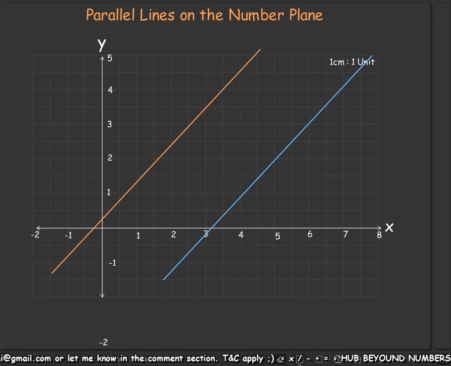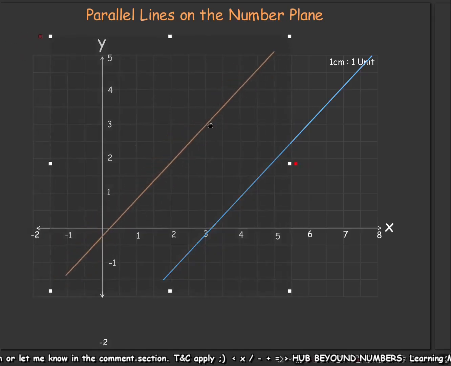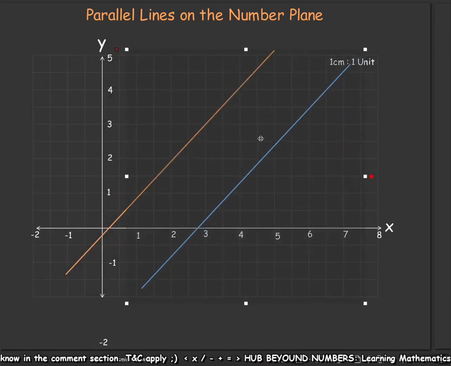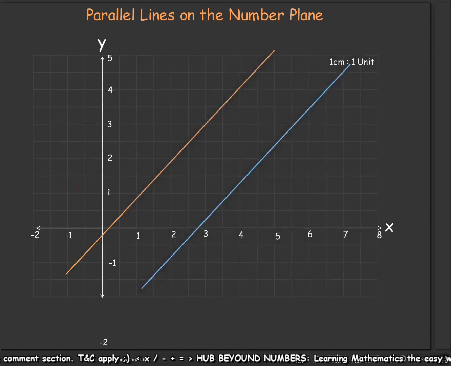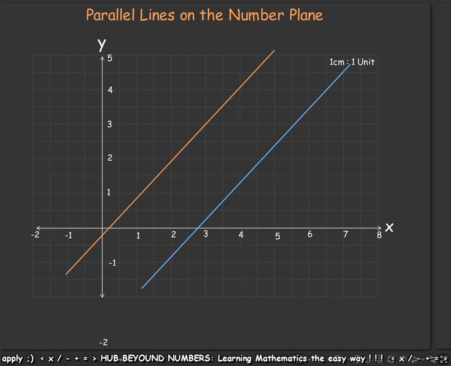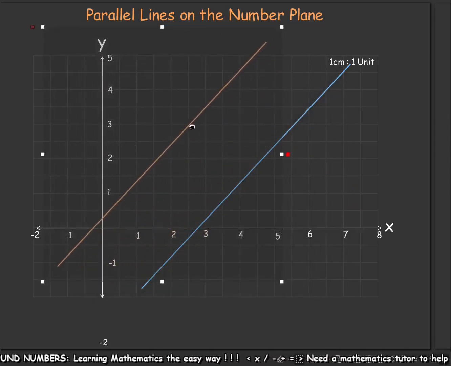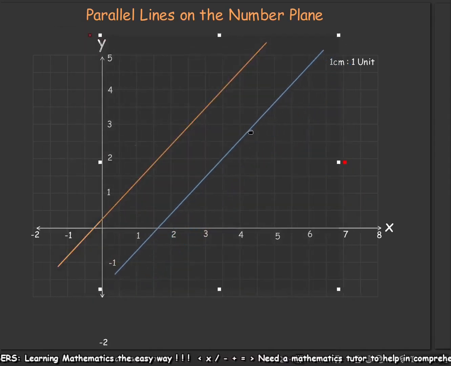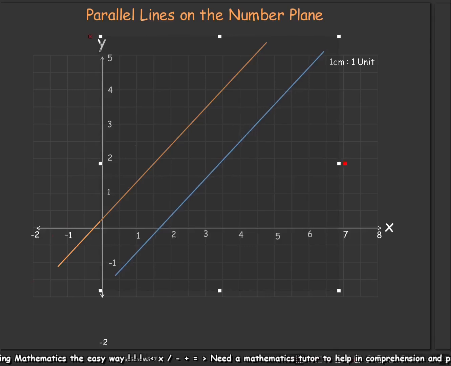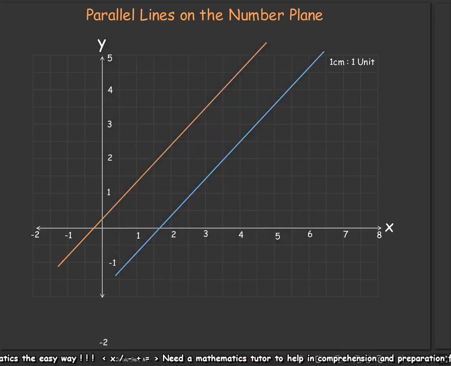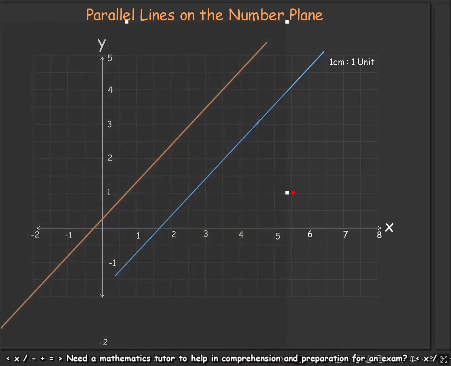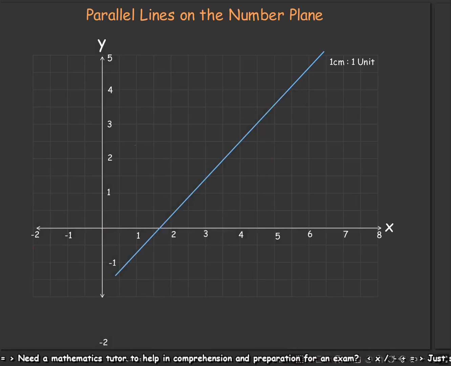So talking of parallel lines, I have this line over here, and then I have this other line over here. Now we say two lines are parallel if they do not meet. You see, they do not even meet at all. These are two lines, and as they are aligned to each other, they are never going to meet. If I extend this and also extend the other, you realize that they will not meet anywhere.